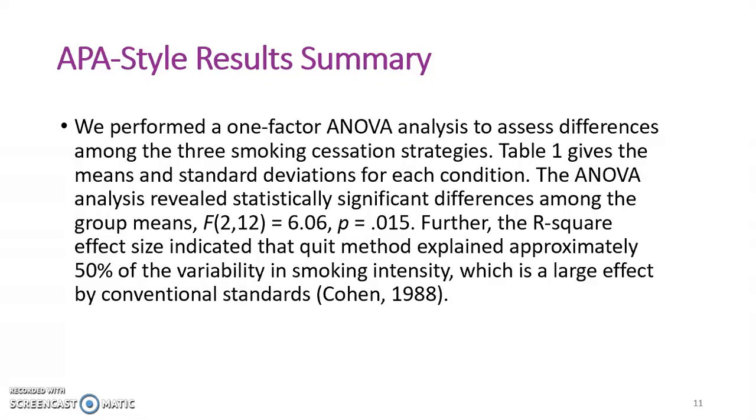Now, in addition to this overall APA-style result summary of just the overall F model, you can go a little more in depth here after reporting the overall F test and say that the follow-up tests indicated that the driving mean differences were the mean difference between the financial incentive condition and no help at all and the nicotine therapy condition and no help at all. And that would be what you would write in the next paragraph, examining the specific model components to see what was driving the significant F test.